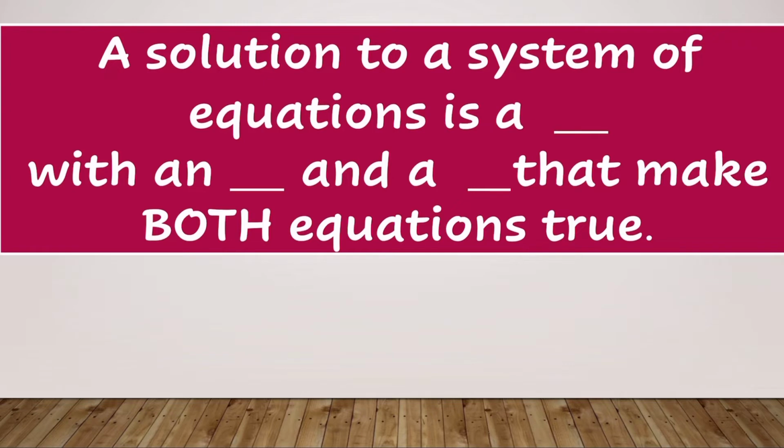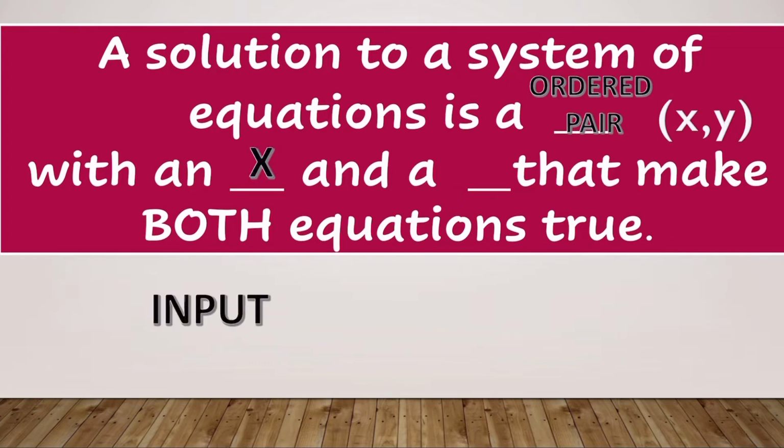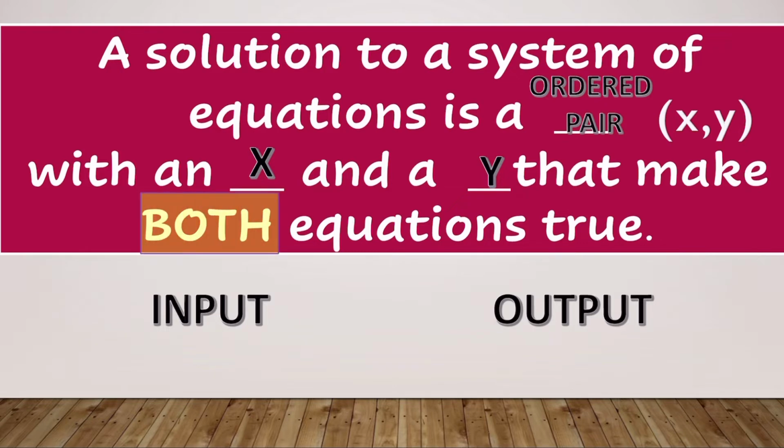So let's go through. I said we have to have the same variables to solve. Well, how do I solve a system of equations? What is the solution? A solution to a system of equations is an ordered pair. Remember, this is an ordered pair. The first number is x. The second number is y. So the solution has an x, which is your input, so you might want to put that in parentheses, and a y, which is your output. Now, that ordered pair, x comma y, it must make both equations true.